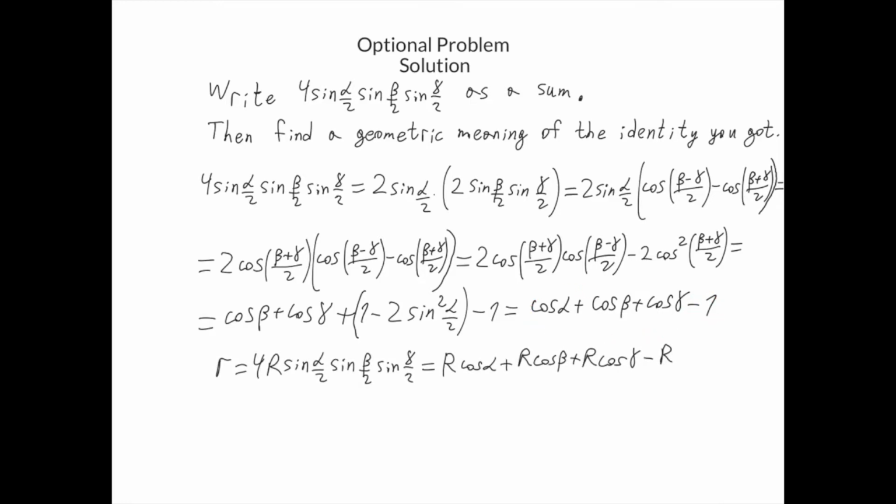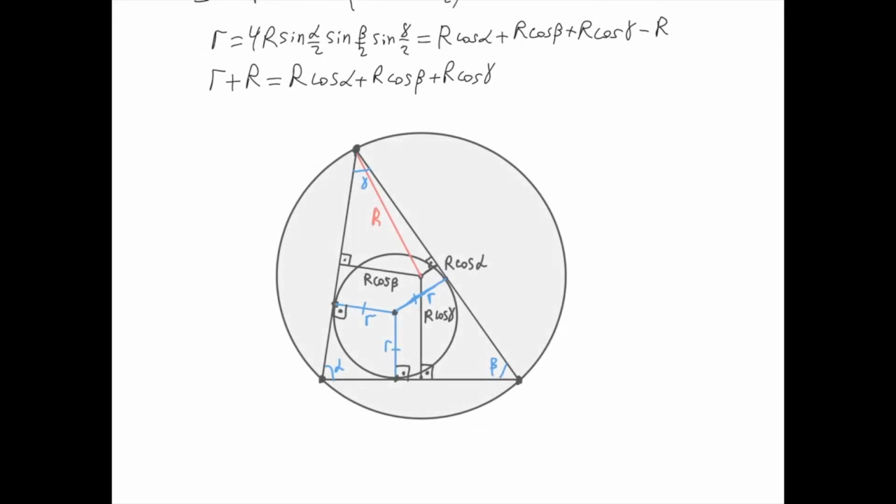For the geometric interpretation, it's a good idea to take this equality and multiply both sides by the circumradius, big R. Then this left-hand side equals this, which is small r, the inradius, and this right-hand side becomes R cosine alpha plus R cosine beta plus R cosine gamma minus R. This can be rewritten as small r plus big R equals R cosine alpha plus R cosine beta plus R cosine gamma. Take a look at this picture.